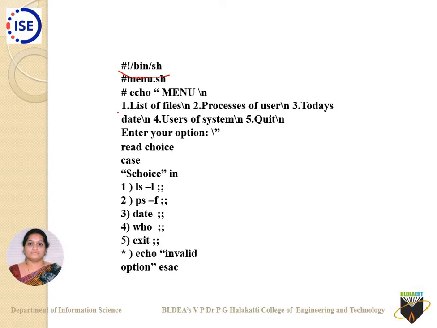Then if I choose the first choice, it will be list of files. The second choice is the processes of user. The third choice is today's date. The fourth choice is users on that particular system. The fifth one is to quit. Then it has to ask you to enter your option. Any one option out of this you have to read, so I am using read choice here.